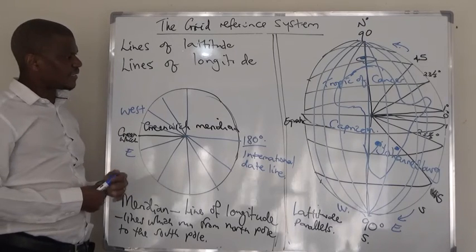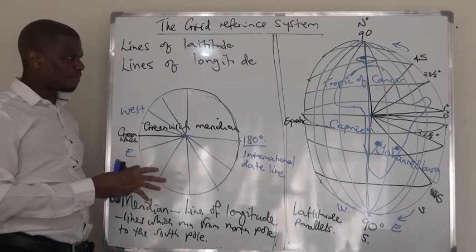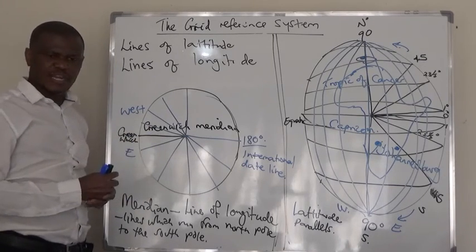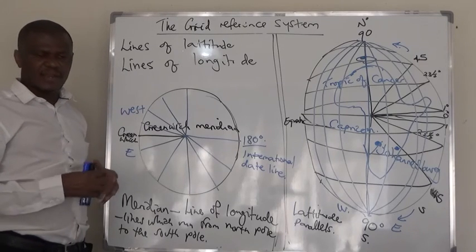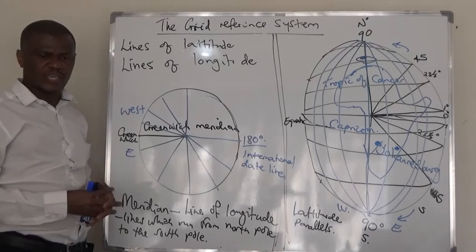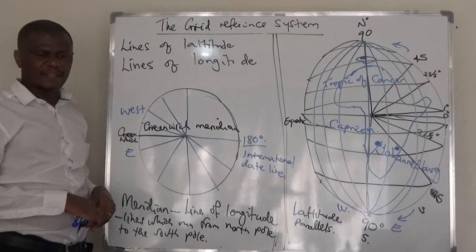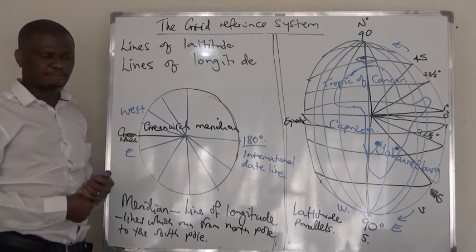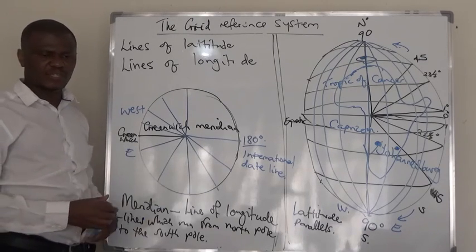In our next lesson, we are going to be applying these lines of latitude and lines of longitude on an actual map and looking at how the absolute referencing system actually works on the map.